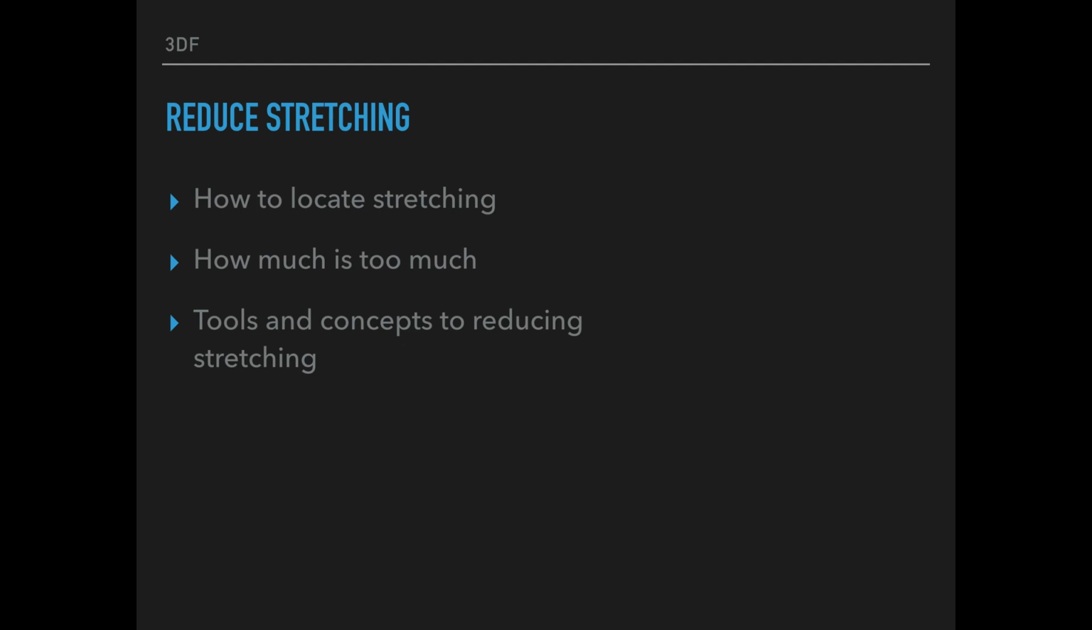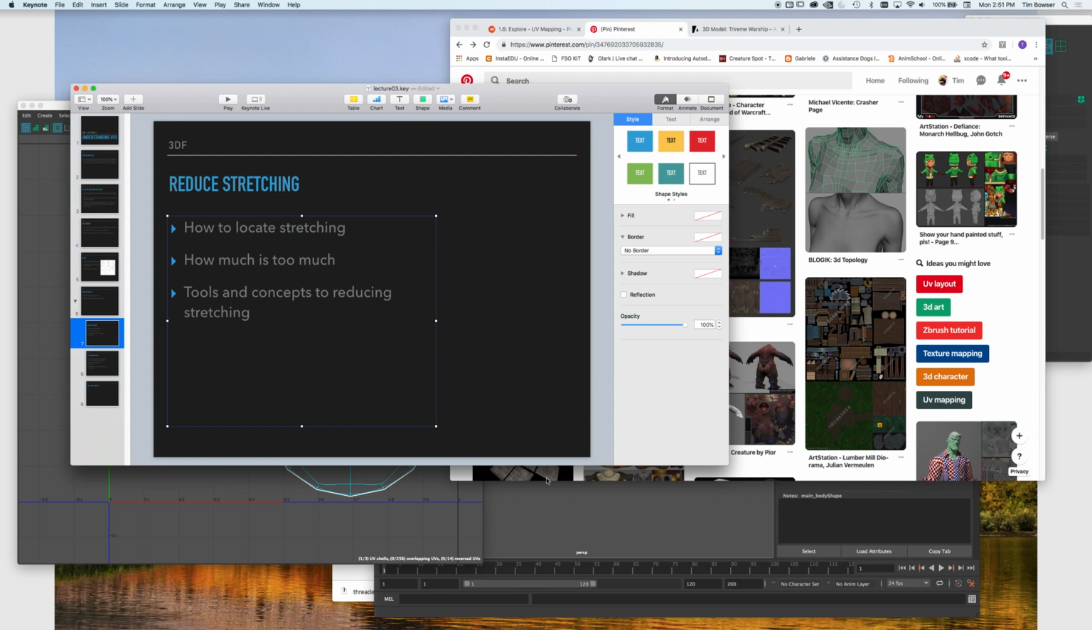One of the last concepts we're going to think about when laying out our UVs is how much stretching is there. How do we locate stretching? How much is too much? And the tools and concepts we can use to reduce stretching. Locating stretching should be pretty easy.